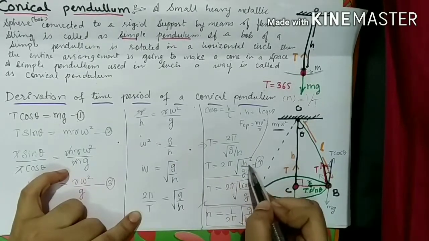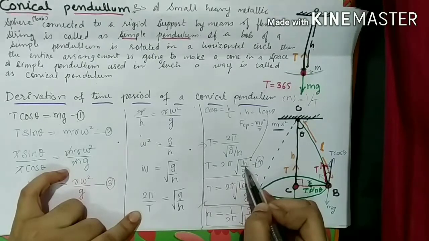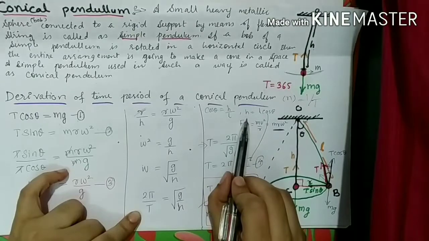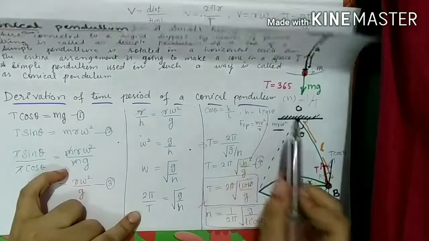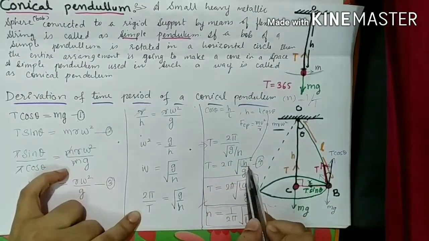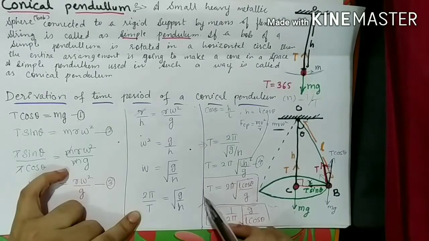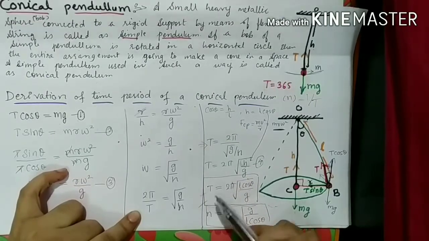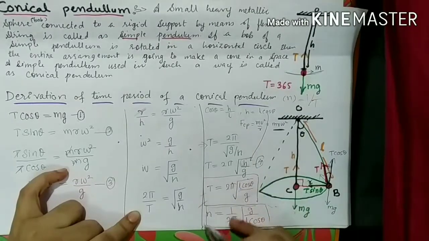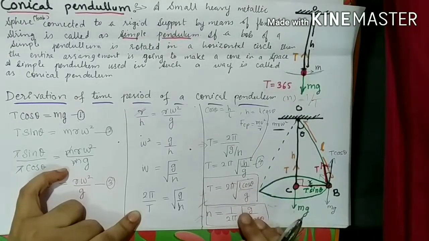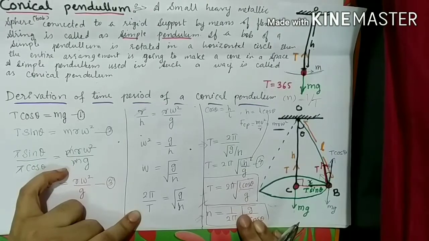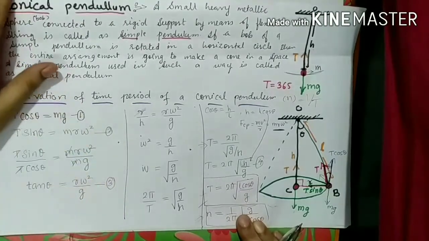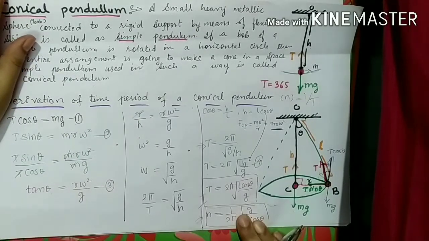After that, you'll have to write this H in terms of L. So H can be written, by using this diagram only, as L cos theta. Substitute the value of H as L cos theta. You are going to get the final expression of time period, and if you reverse it, you are going to get the formula of frequency. So this is all about conical pendulum. Hope you all have understood. Thank you.